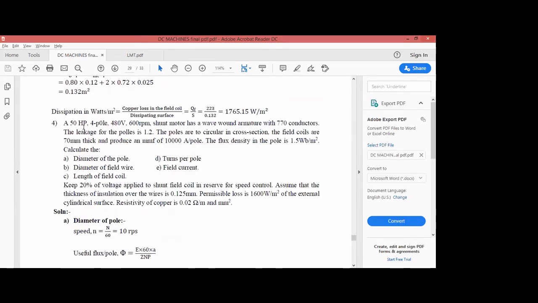Now, a 50 HP, 4-pole, 480 volt, 600 RPM shunt motor has a wave-wound armature with 770 conductors. The leakage factor for the poles is 1.2. The poles are to be circular in cross section. The field coils are 70 mm thick, which directly gives the outer diameter, and produce an MMF of 10,000 ampere-turns per pole. The flux density of the pole is 1.5 Weber per meter square. Calculate the diameter of the pole, diameter of the field wire, length of field coil, that is LMT, turns per pole, then field current. These are the parameters you should calculate.